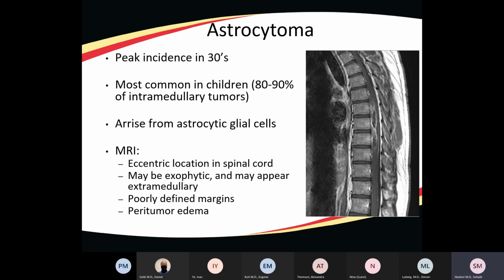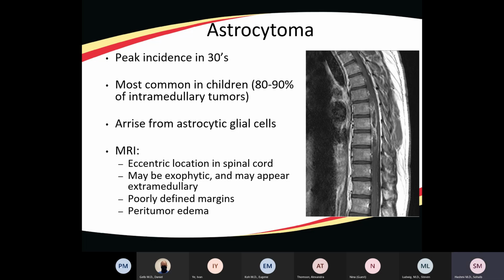Astrocytomas also are seen in patients that are usually in their 30s. It can happen in children as well, and it's the most common intramedullary tumor of children, 80 to 90% of those. However, the mean age is still around 29 years old when they present. It's typically located eccentrically within the cord, and most commonly it's in the thoracic region. And it may be exophytic, and it may appear to be extramedullary because of its eccentric nature. And it does have peri-tumor edema, which you can note a little bit on this mid-sagittal MRI.